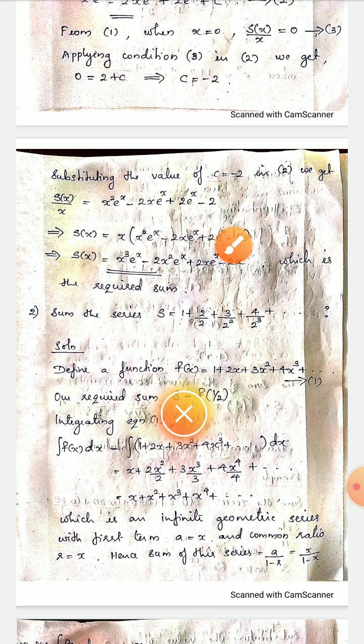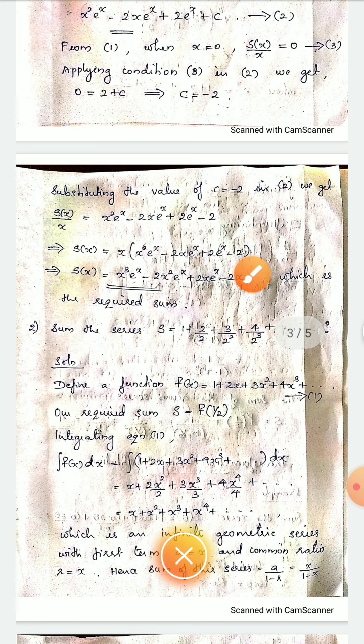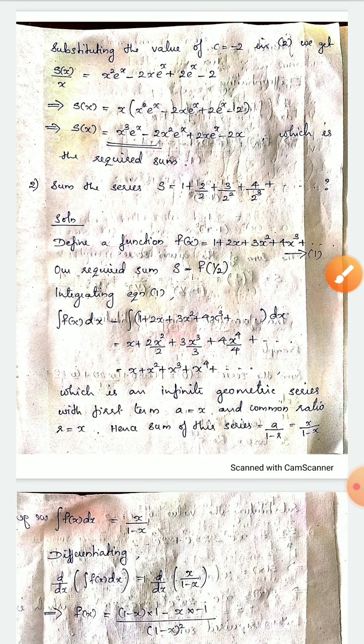Then open this bracket by multiplying inside. So s of x is equal to x cube e raised to x minus 2x square e raised to x plus 2x e raised to x minus 2x, which is the required sum. So we have found the required sum in terms of x and e raised to x. So this is the required sum.